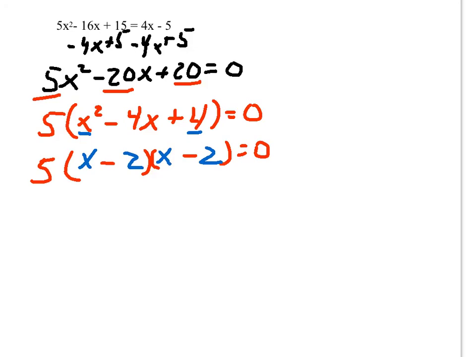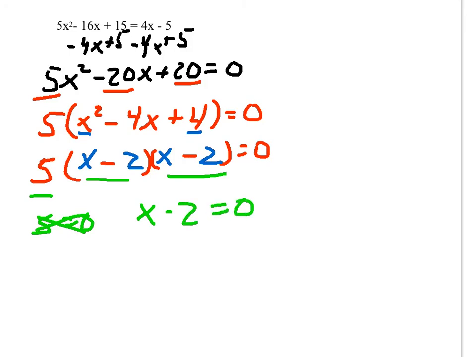From this point, this 5 really does us no good because we could set it equal to 0. 5 equals 0. No, doesn't do anything. Now, these two are the exact same. So we really only need to do the math one time. x minus 2 equals 0. So solving for x, it would be equal to 2.